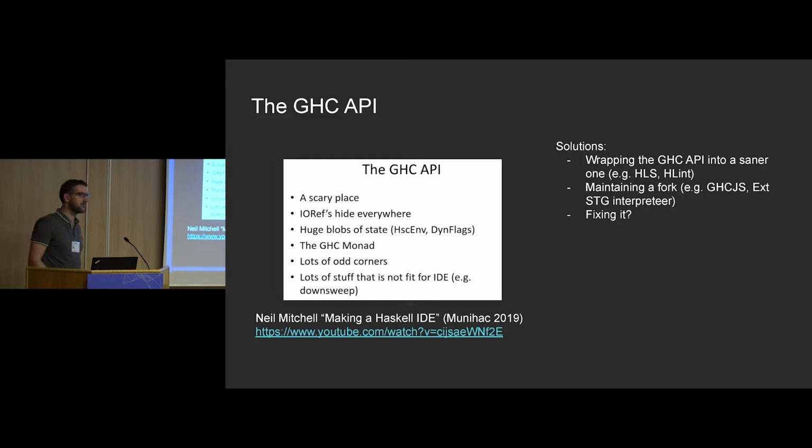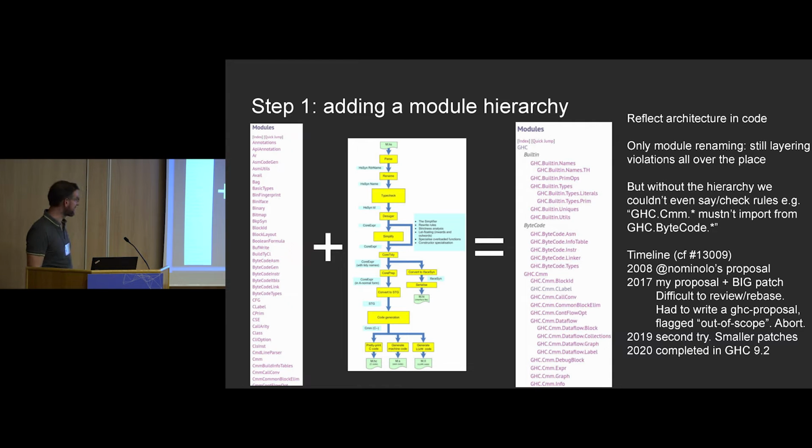The usual solution to work around the problems in the API is to wrap it into a simpler, more high-level API. That's what HLS or HLint or the new compiler are doing. Or maintaining a fork of GHC. That's what we do at IOG, and what we seem to do with the new compiler. The external STG interpreter does this too. And there is a third solution, which is the topic of this talk: to fix it. That's what I started to do a few years ago.